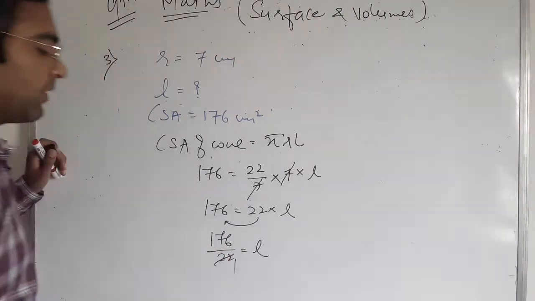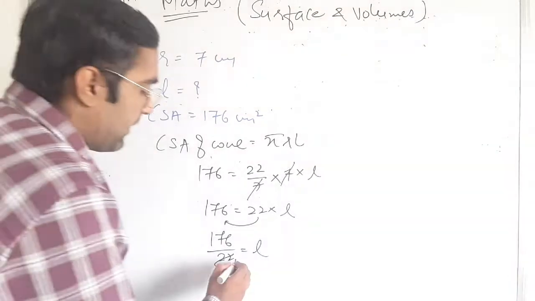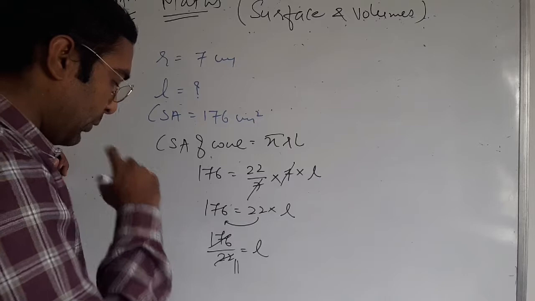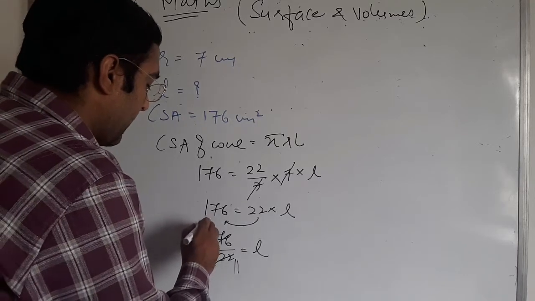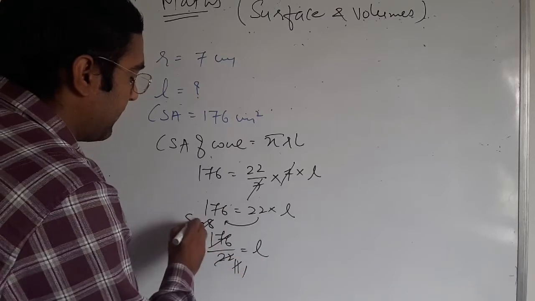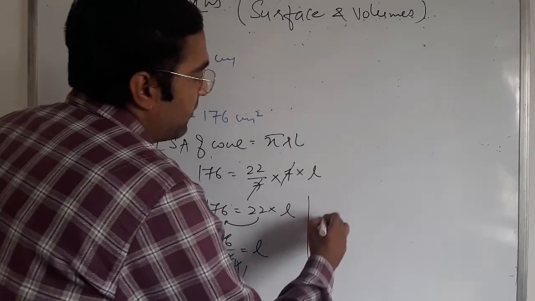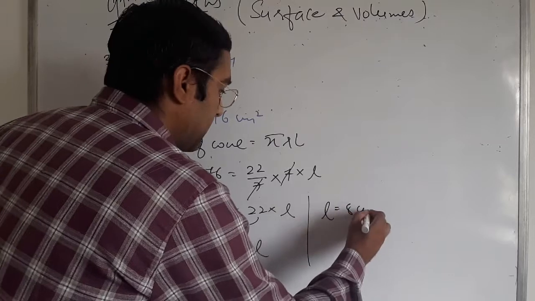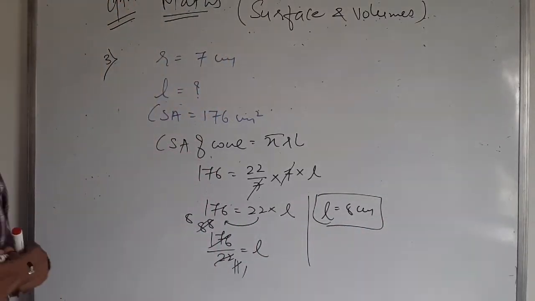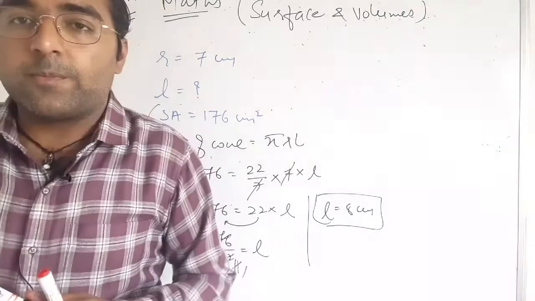Cancel out 22. 2 11s are 22. 2 8s are 16. 11 ones are 11 and 11 8s are 88. My slant height for the cone is 8 centimeter. We find the slant height of the cone as 8 centimeter.